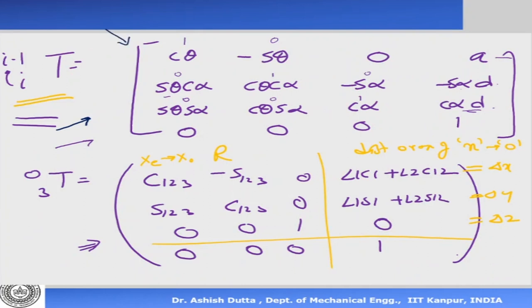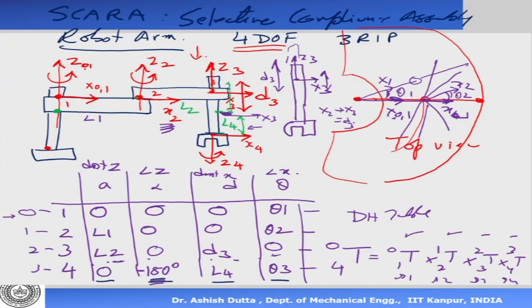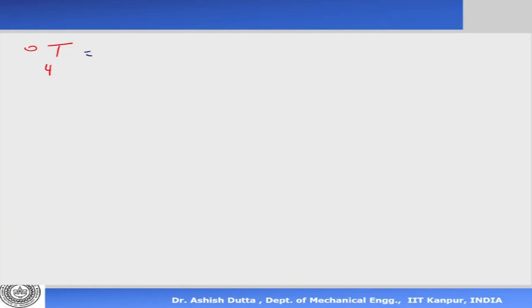Here, note that there is a D also. There is an L there, which is L4. And there is a theta 3 and there is an alpha, which is minus 180 degrees. So please note these three things which are here. One is a minus 180. Then there is an L4 and there is a D3 here. So all of this combined gives us this matrix. Here, alpha is 180 degrees, just to keep in mind, L4 and theta 3, all of them are there. So let us put them in the matrix.